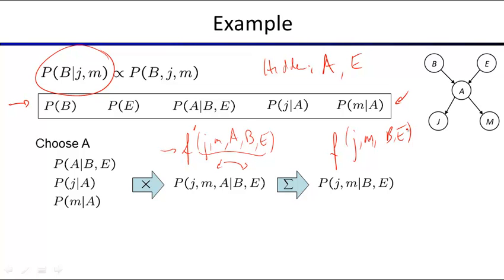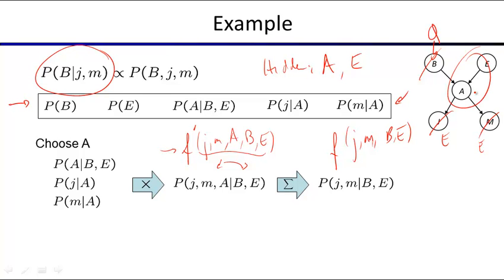The hidden variables are the ones that are not query variables and not evidence variables. So you look at all the variables, all 5 of them, and check which one is a query variable. B is the query variable, so it's not a hidden variable. J and M are evidence variables. They're given. We're left with A and E.